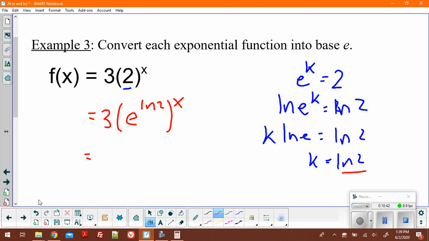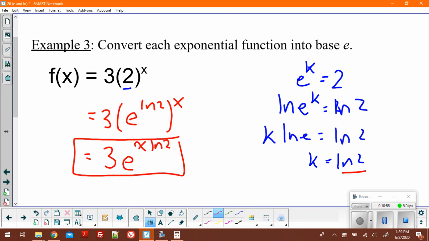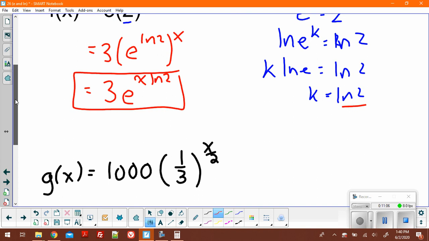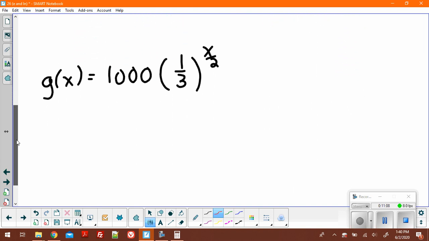Last but not least, to tie this up a little bit, I use my power to a power law, so I can multiply these two exponents together. So this means it's 3 times e to the power of x times ln 2. And now I've changed my function from base 2 to base e. You can do this with any power if you want. It's the same process. So we're going to do one more here.